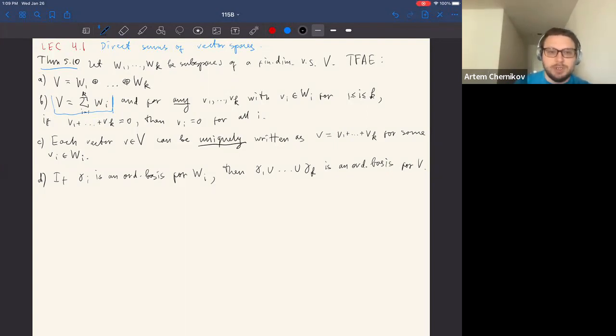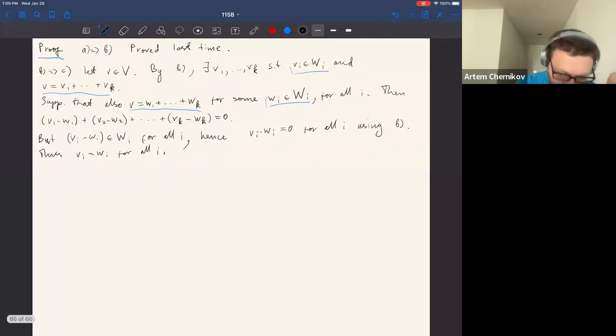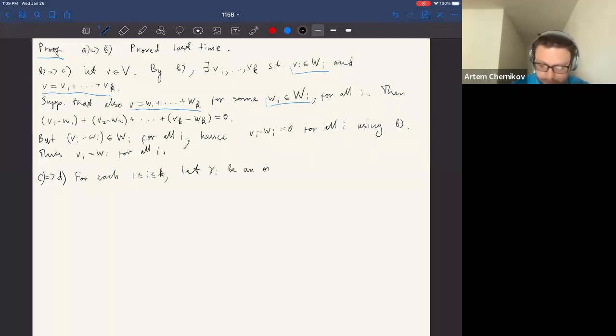All right, so let's prove this. So we show that C implies D, okay? So for each i between 1 and k, let gamma i be an ordered basis for the corresponding subspace Wi, okay? So assume we're given some basis like this. We also know that V is the sum of the Wi, from 1 to k, by C, right? So we're assuming C.